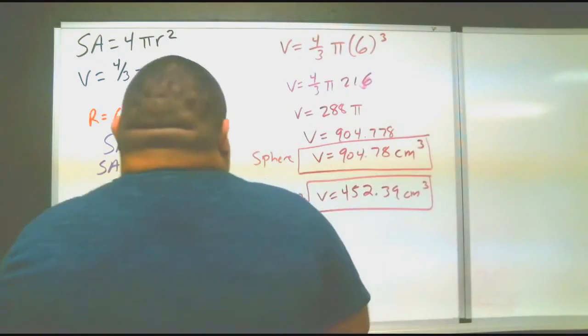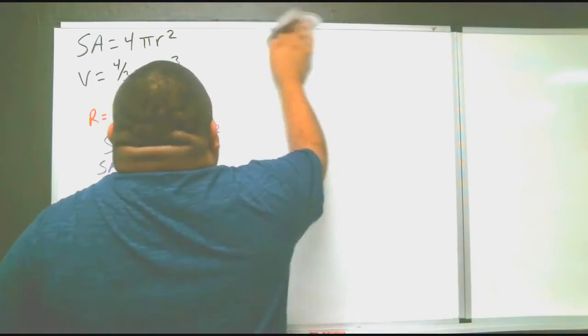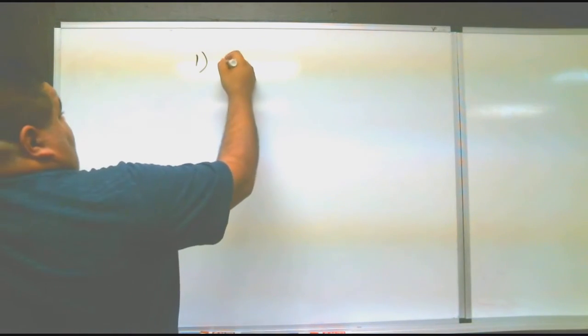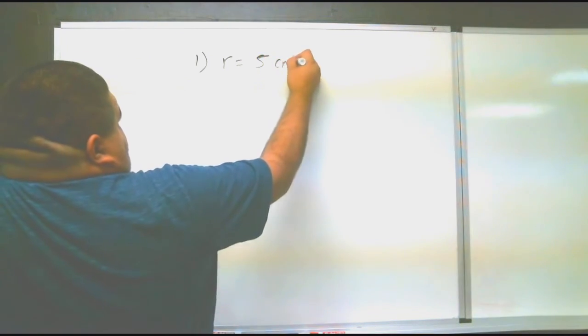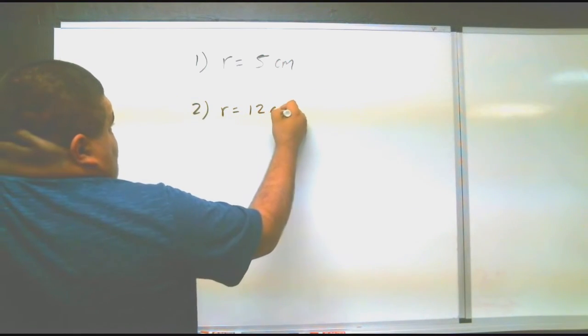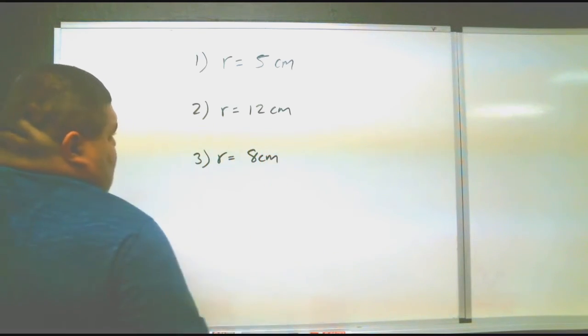All right, guys. So here's your assignment for today. For the first one, your radius is going to be 5 centimeters. For your second one, your radius is going to be 12 centimeters. And for your third one, your radius is going to be 8 centimeters.